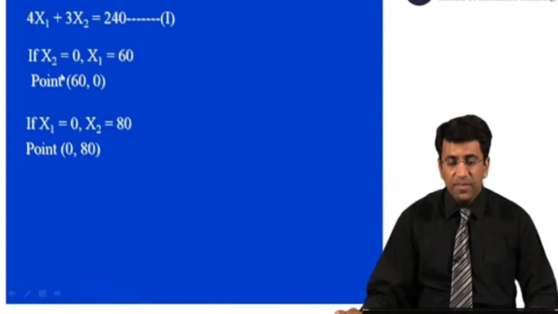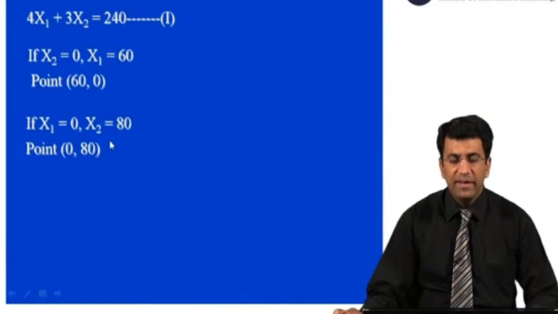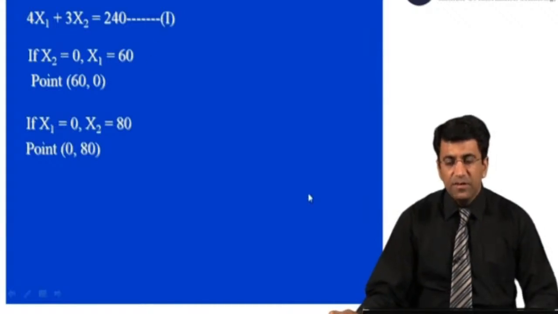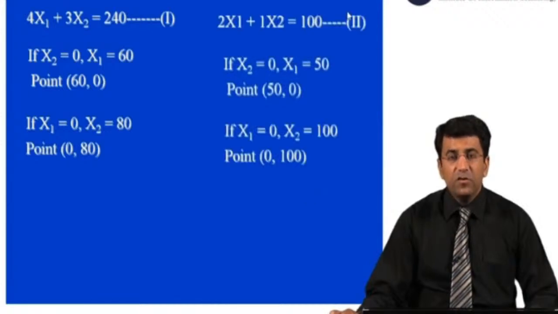In the same way, we will put now x1 is equal to 0 in the similar equation. If we put x1 is equal to 0, then x2 की value हमारे पास क्या आ जाएगी? 80. So this is another point, 0, 80. Now both of these points are related to this particular constraint or equation, that is equation number 1. In the same way, this is the second constraint which is converted into the equality.